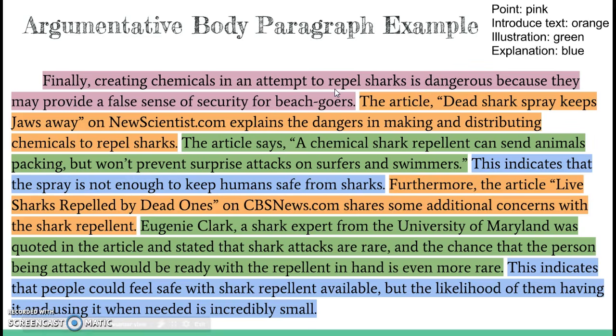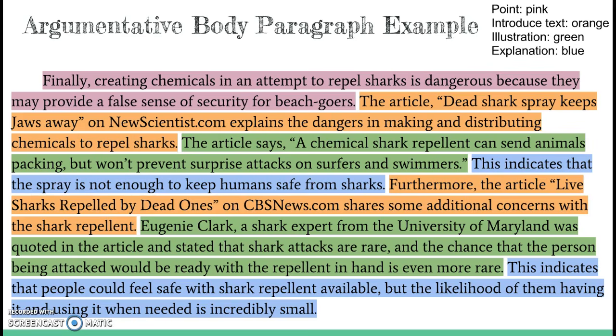So if you think back to my introduction, you'll remember that I'm trying to prove that releasing chemicals into the ocean to repel sharks is a bad idea. So I'm going to start by making my point, and I'll say, finally, creating chemicals in an attempt to repel sharks is dangerous because they may provide a false sense of security for beachgoers. That came directly from my thesis.